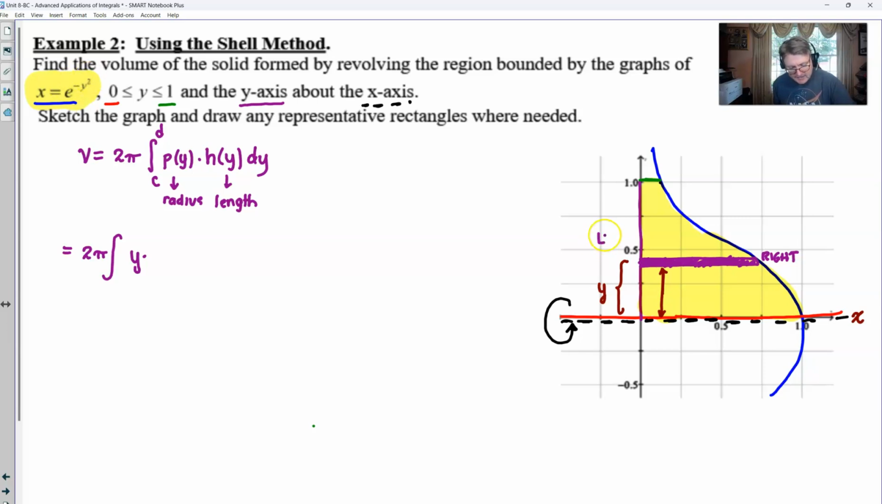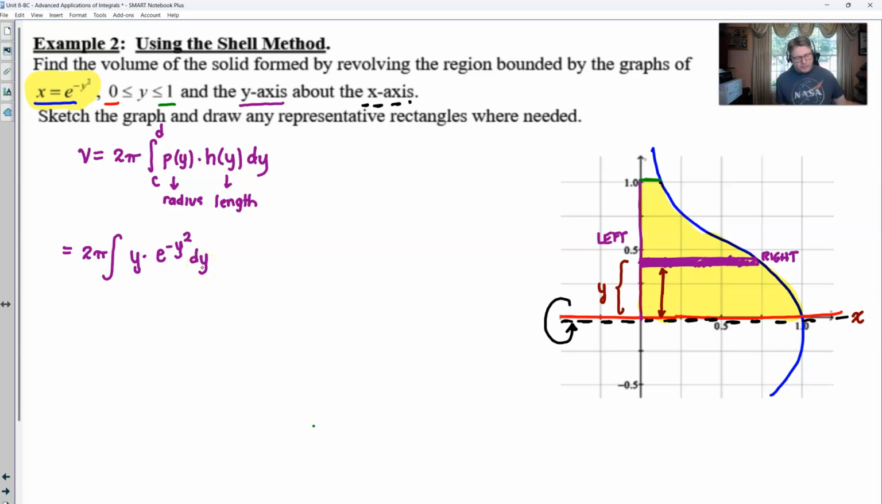And then you take the left side, which is just x equals 0, and you would subtract. Right minus left is the way that you find the length of a horizontally drawn rectangle every time. And so right minus left would be e to the y negative y squared minus 0, at which point I'm not going to worry about subtracting 0 because it's kind of a moot point. Then I can toss my dy in there.